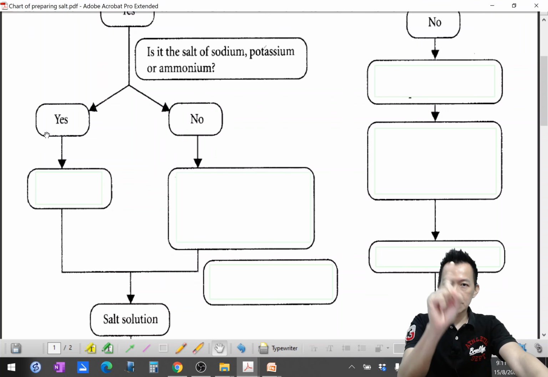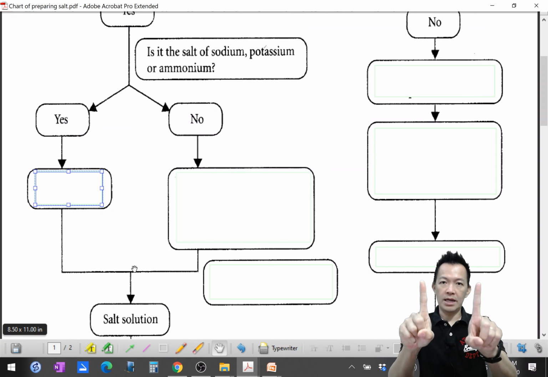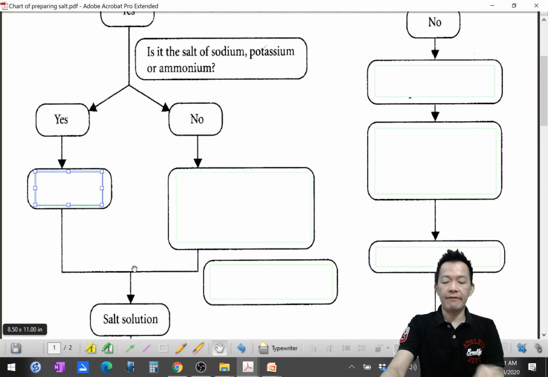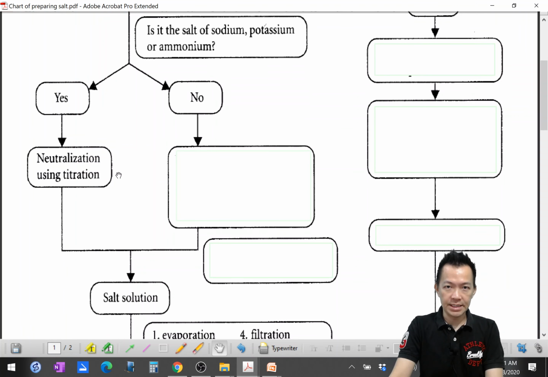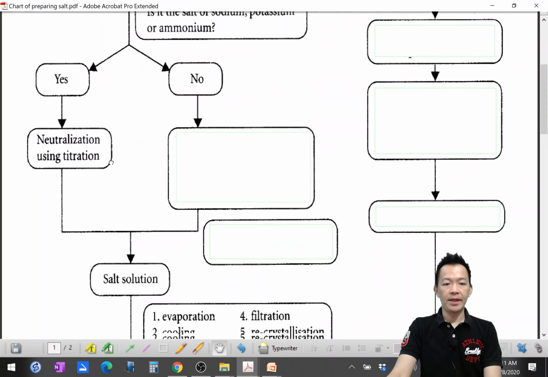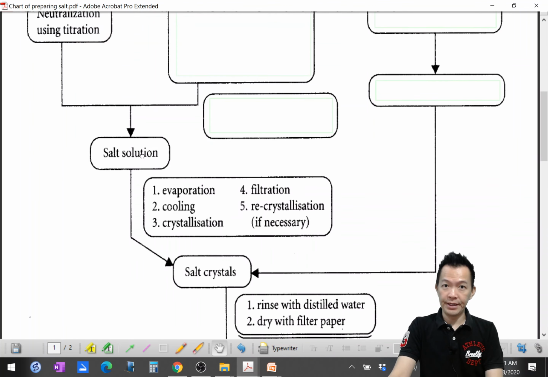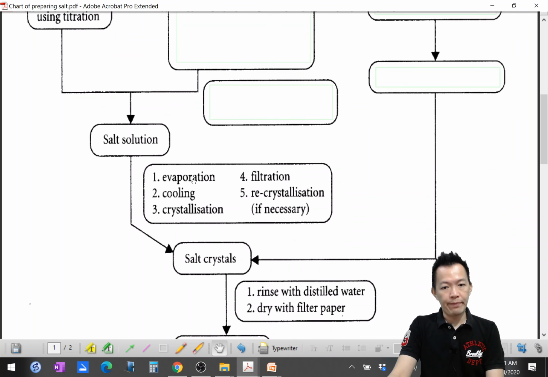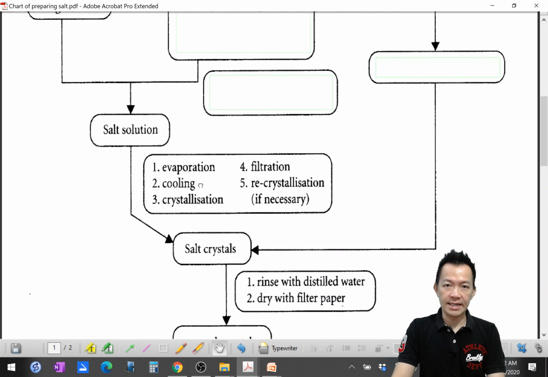So to produce a sodium, potassium, or ammonium salt, you can use a method called neutralization, 对不对? Prepare the acid and the alkali, and add the alkali together with the acid for the neutralization by using the method called titration. After the neutralization, you get the salt solution. 你拿到你的盐水，对不对? Evaporate the solution until 1/3, 对不对? Cool down the solution and you get the crystals.